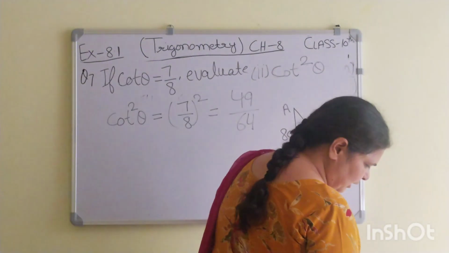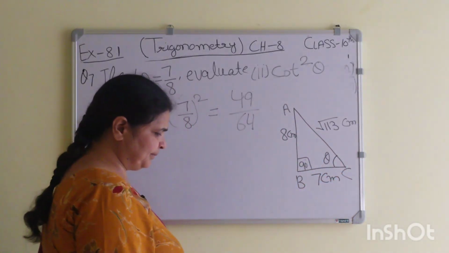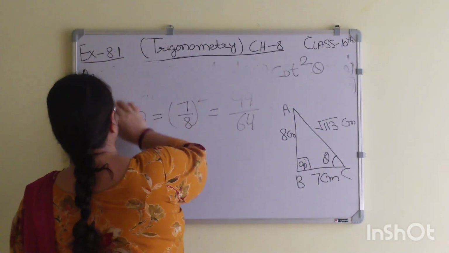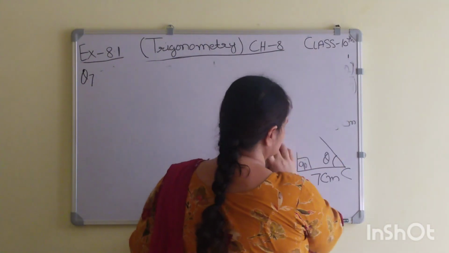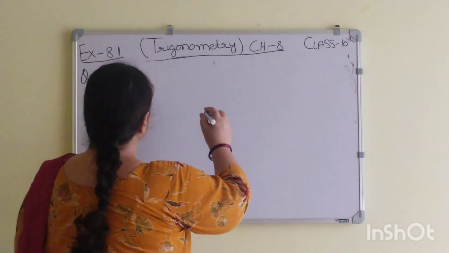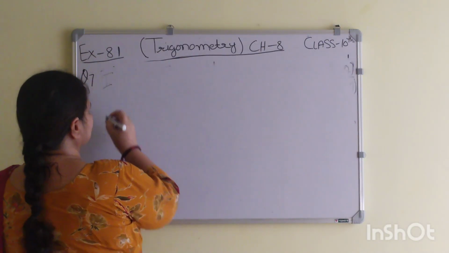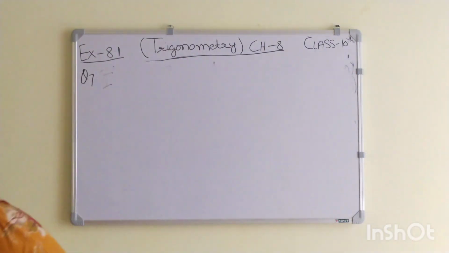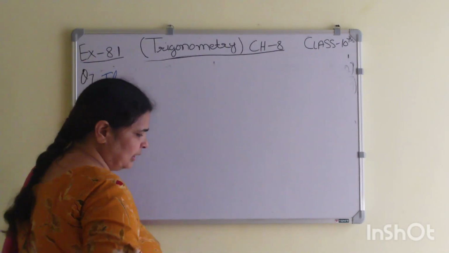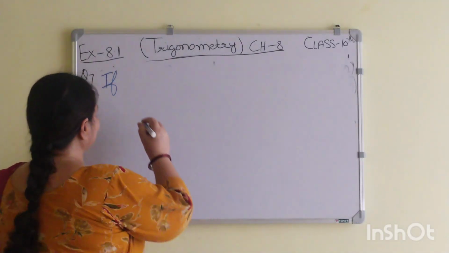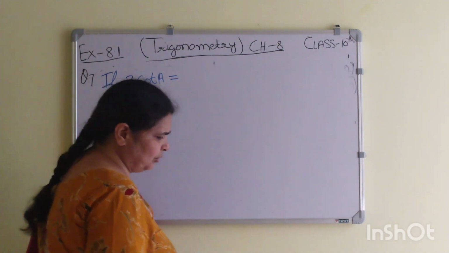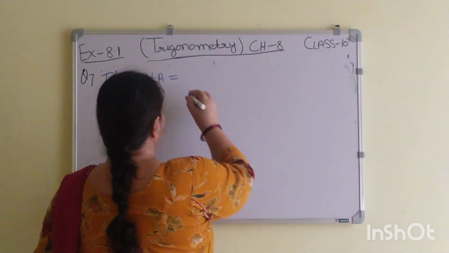Now we will do question number 8. Question number 8 says: if 3 cot A is equal to 4.